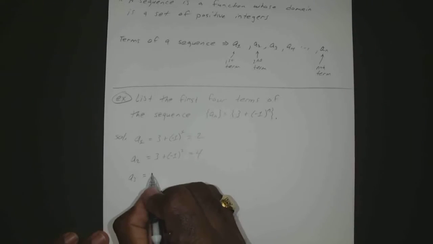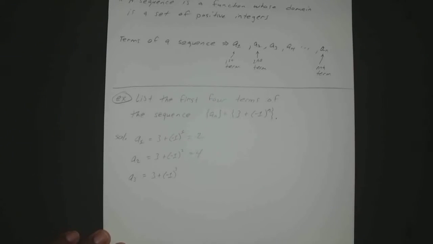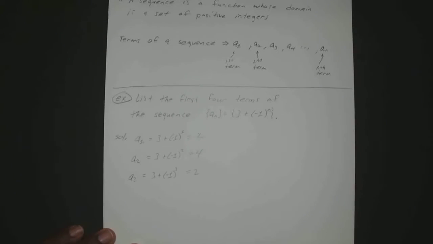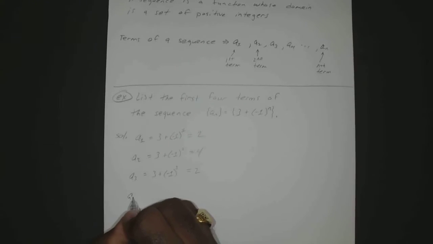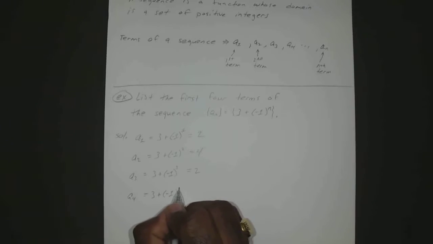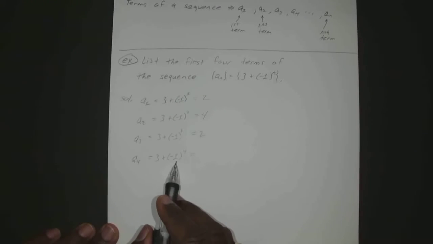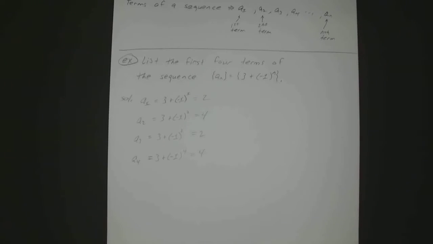Your third term is 3 plus negative 1 cubed. Negative 1 cubed is just negative 1, so we're right back at 2. And the fourth term, 3 plus negative 1 to the fourth. That's just positive 1, so you end up with 4. So you can kind of see the pattern. It would just go back and forth between 2 and 4.